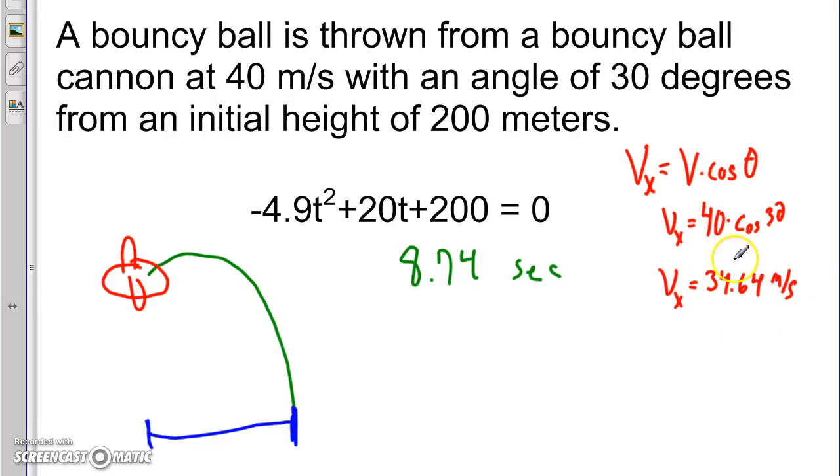All right, so that's the velocity, 34.64 meters per second. That's how fast it's moving horizontally. In other words, every second that it's in the air, it's going to go 34.64 meters. That's what 34.64 meters per second means.